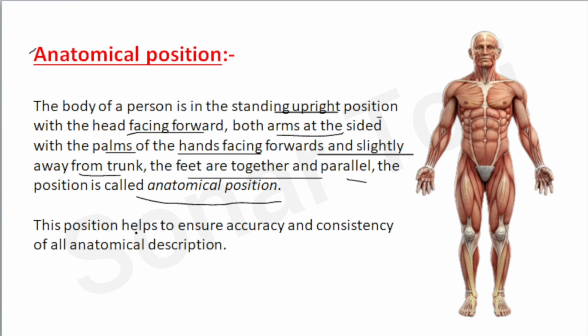This position is fixed, and depending on this position we can describe all the terminology that we use in anatomy. This position helps to ensure the accuracy and consistency of all anatomical description. So anatomical position is that position when a person is standing upright and his head is facing forward, both arms at his side and palms of the hands facing forward, and both hands making a small distance from the body. Also the feet should be together and parallel. When all these conditions are fulfilled, this specific position is called the anatomical position, which helps to ensure accuracy and consistency of all anatomical description.